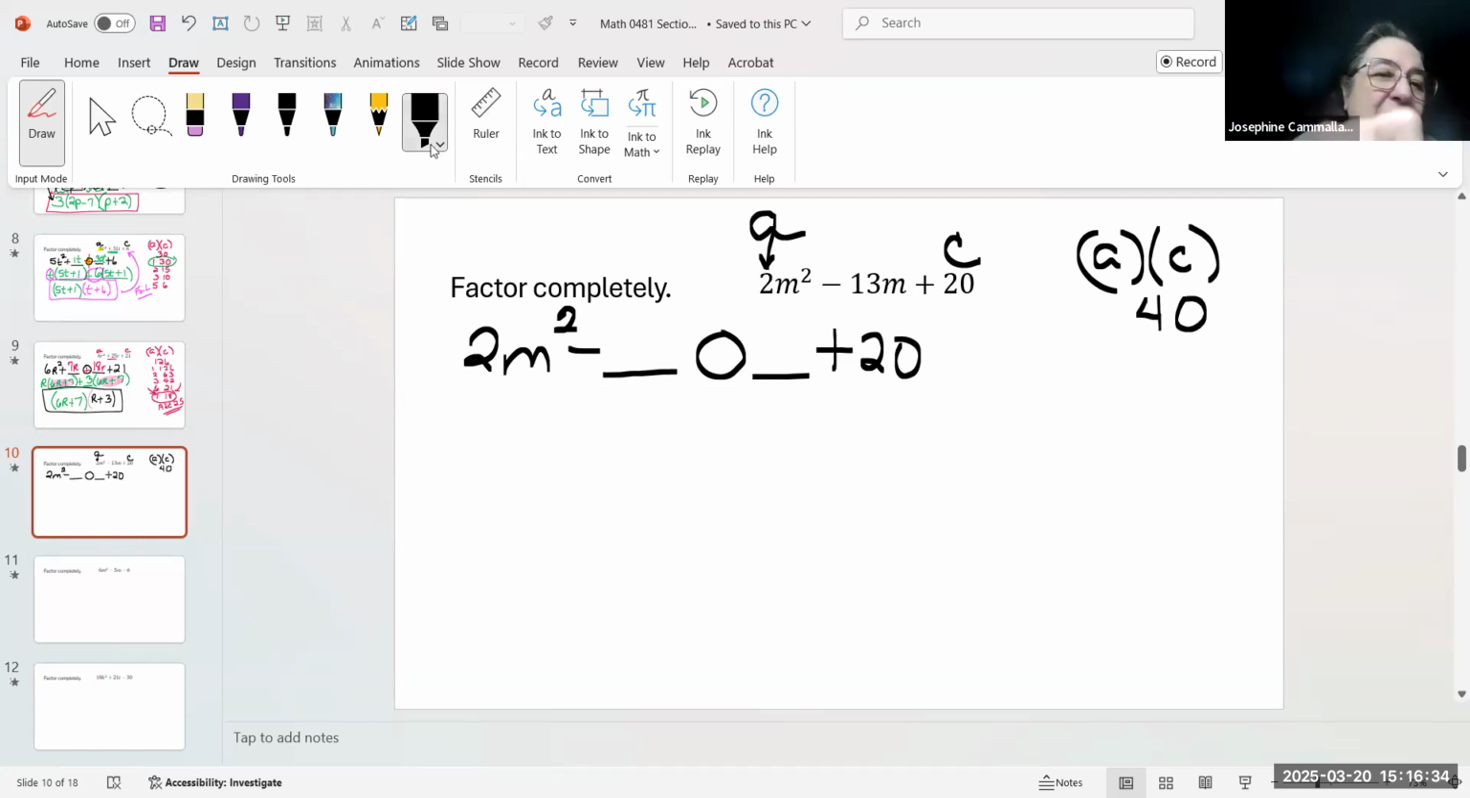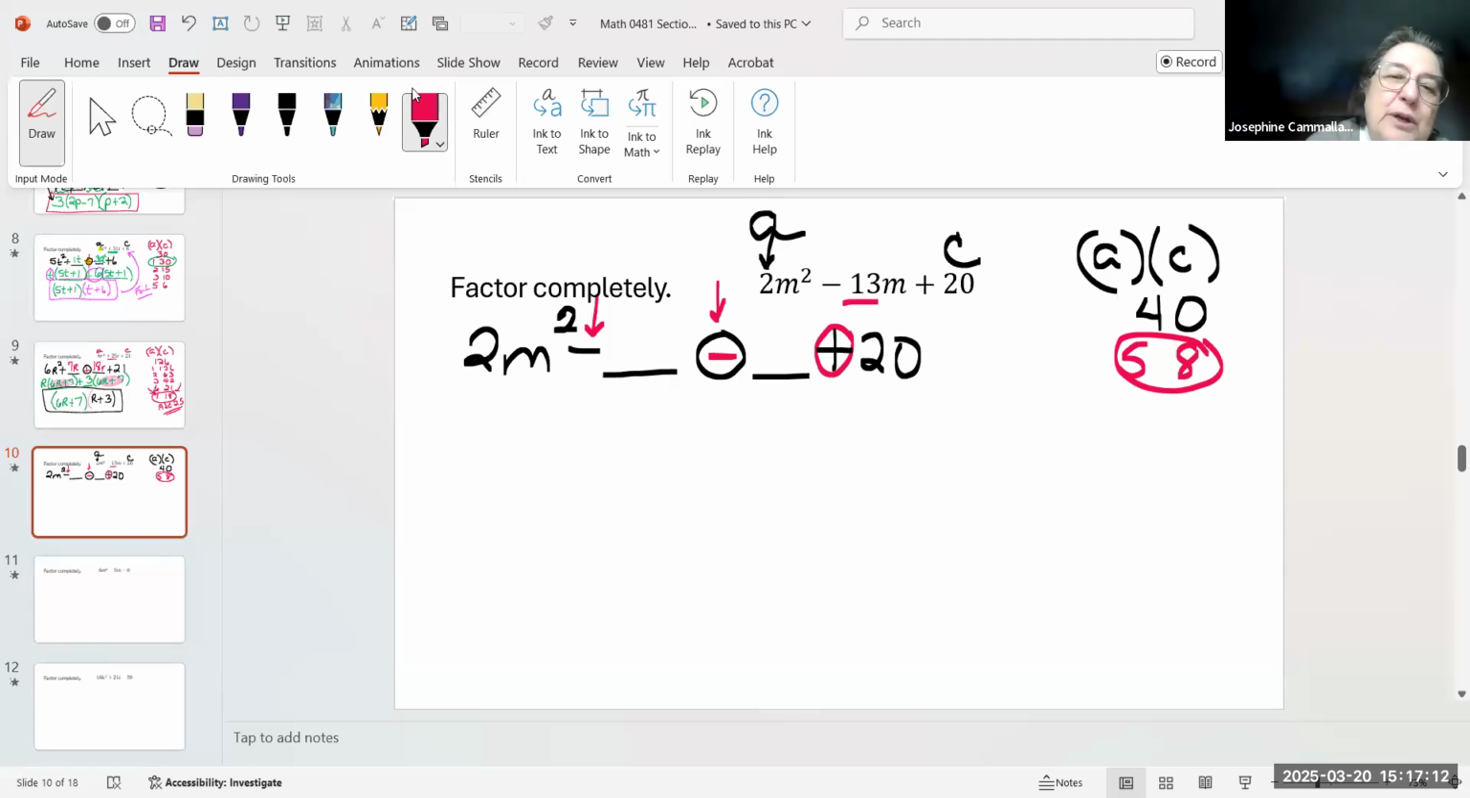Now, hopefully you now know this is a negative sign because negative times negative gives me positive. Now think about it. How am I going to add to get 13? Well, if you're quick, you know that 5 times 8 is factors of 40. I don't have to run through the whole gambit of 1 and 40, 2 and 20, 4 and 10. I can recognize what two numbers they are. And I'm going to put 5m, 8m.